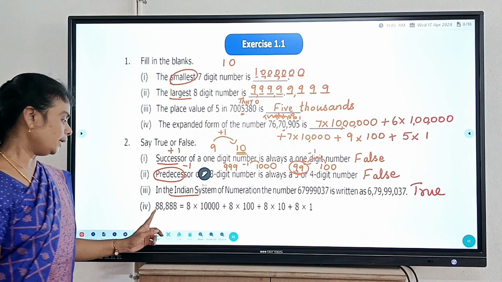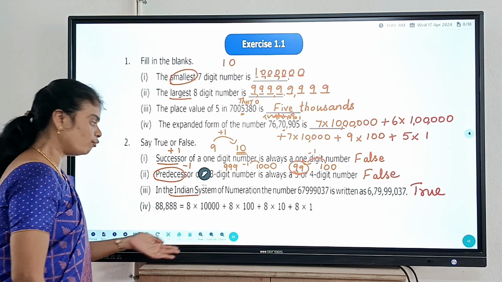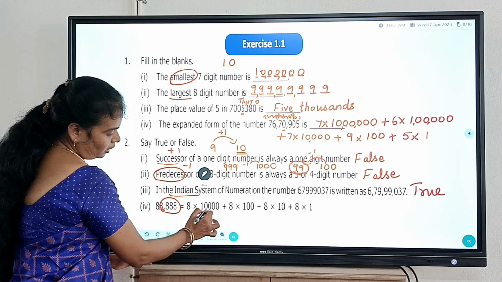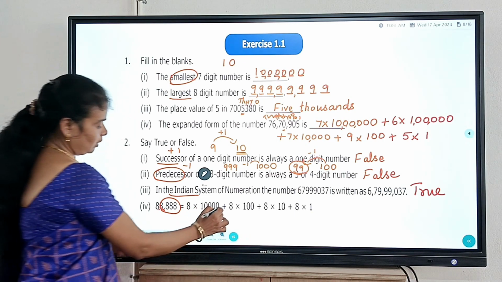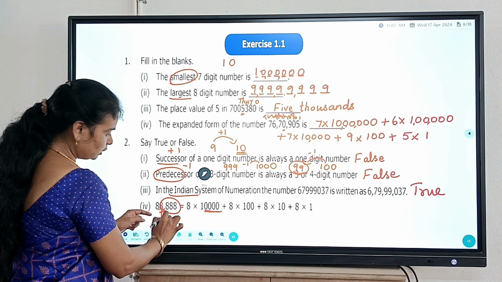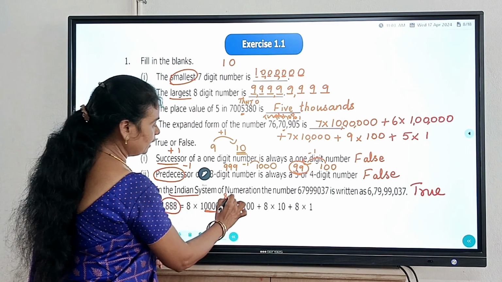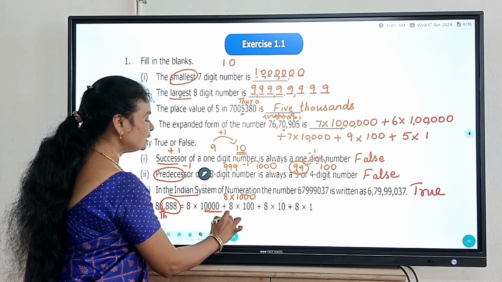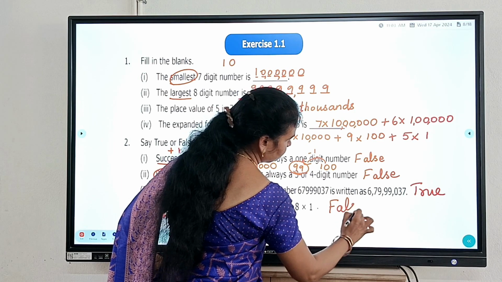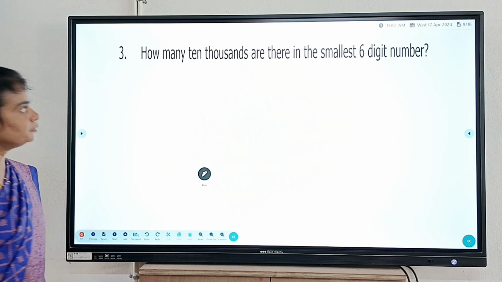Then the last one, 88,888. So the given number is written in the expanded form. So after 8, there are 4 digits there. So 8 into 1 and 4 zeros are here. Plus again 8 into, here the place value of this number is 1000. It is ones, tens, hundreds, thousands. So the next number should be 8 into 1000. But that is missing here in this place. And hence this statement is false. Understood, children? Can we move on to the next one?